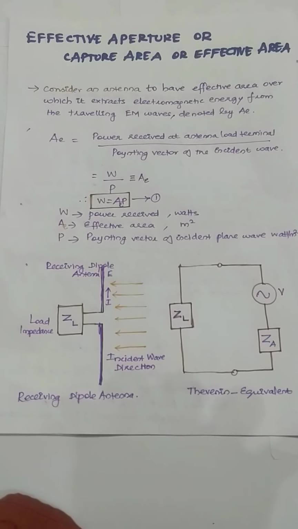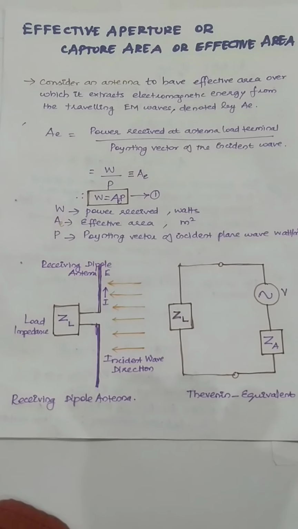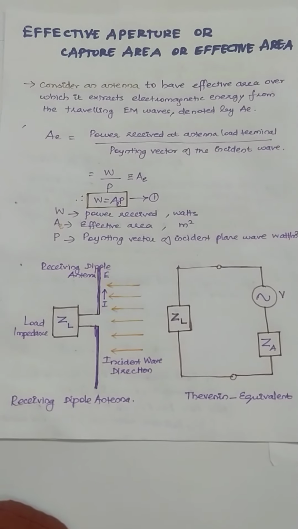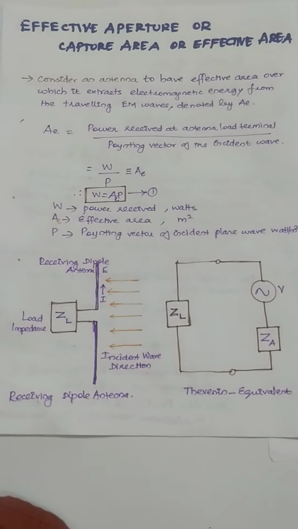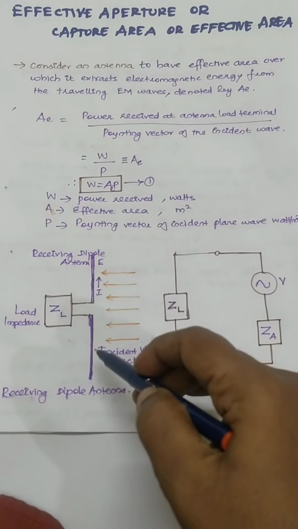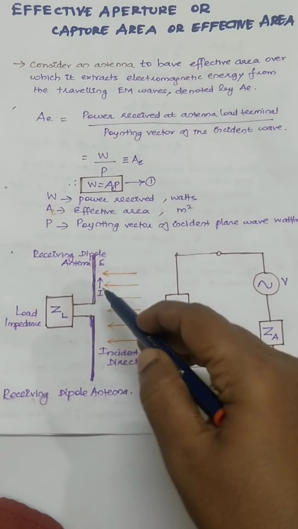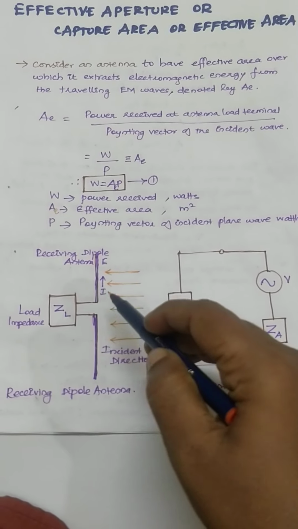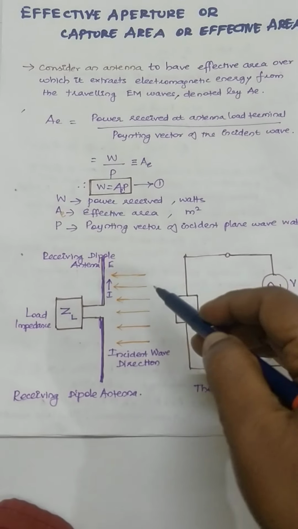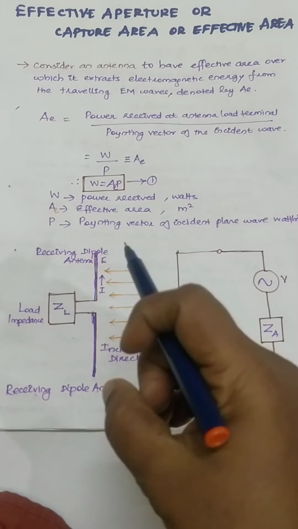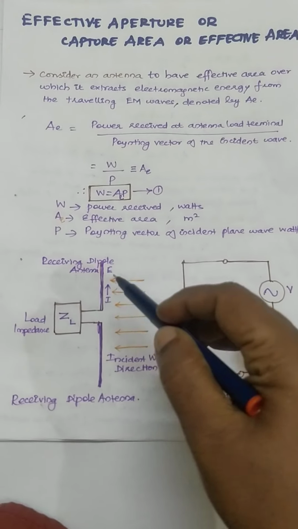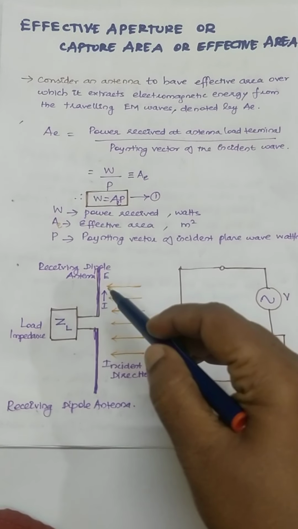Hello students, let us proceed with the topic effective aperture, or capture area, or effective area. Now let us consider an antenna. So this is an antenna, and we are going to find the effective area. This is the area from which it extracts the electromagnetic energy. The wave is incident here, so it is extracting the electromagnetic energy from this traveling electromagnetic wave, and that area is called the effective area.